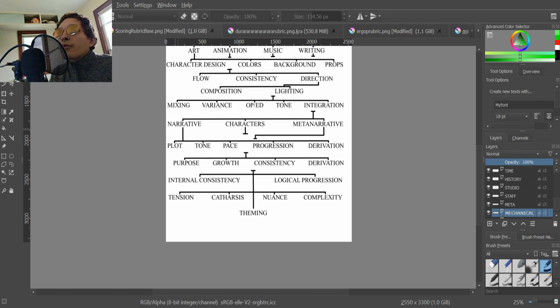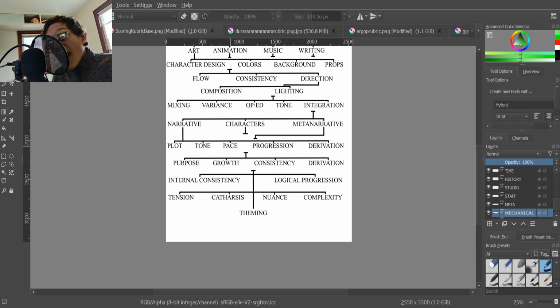So with writing, we have 3 things: our narrative, our characters, and our meta-narrative. For the actual narrative itself, we have plot, pretty self-explanatory. Is it good? Is it bad? Is it extraneous? Does it matter? That sort of thing. We have our tone. Is the tone working with what the show is about, does the narrative actually help to enforce it, and is it cohesive essentially?